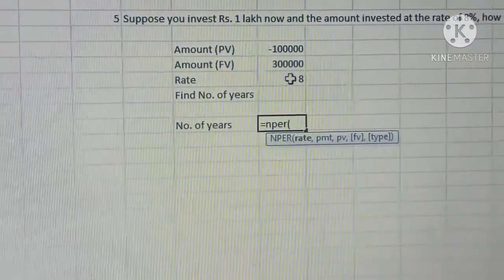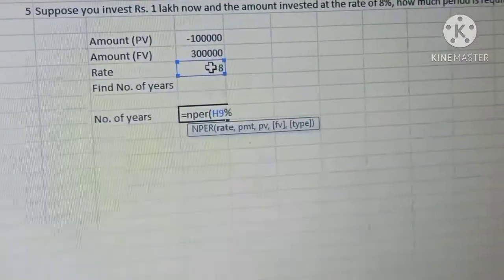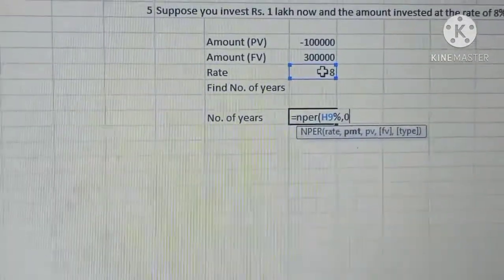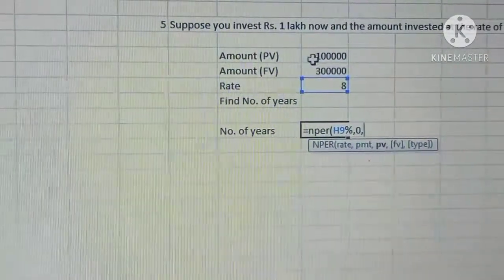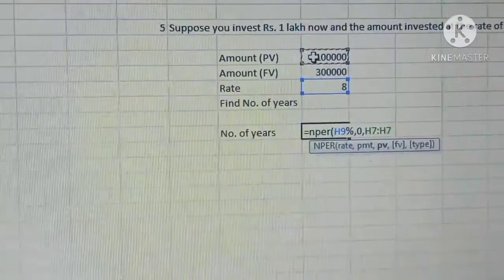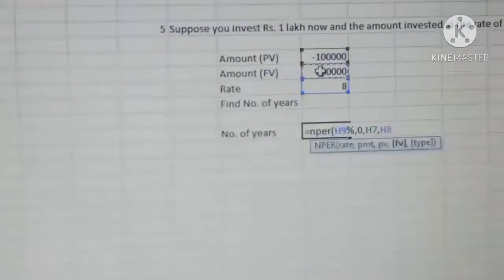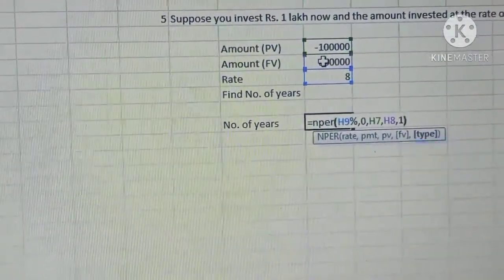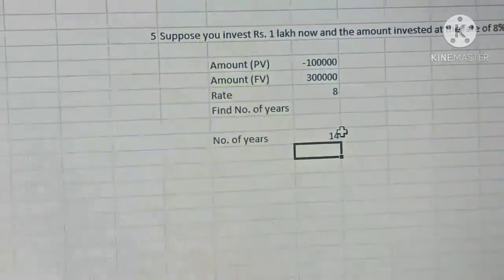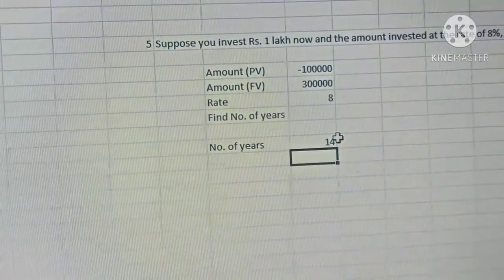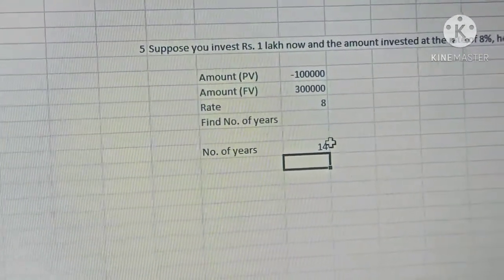Your rate is 8%. The percent sign is not given, so we can use it in the formula itself. PMT is 0 because you are not investing every month. PV is again minus 1 lakh because the amount is going out. Your FV is 3 lakh and it's type 1, the begin mode. So the number of years is 14 years. You require 14 years to accumulate rupees 3 lakh at the rate of 8% if you invest an amount of rupees 1 lakh now.